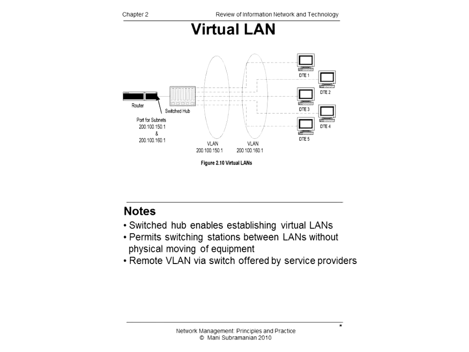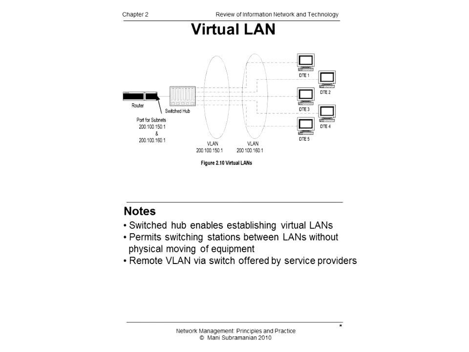This is the virtual LAN, or we can say VLANs. Here we have switched hubs, which enable establishing virtual LANs and permit switching stations between LANs without physically moving equipment. And it removes the VLAN via a switch offered by the service provider. So basically, a station is considered part of a LAN if it physically belongs to that LAN. So the criterion of membership is basically geographic.